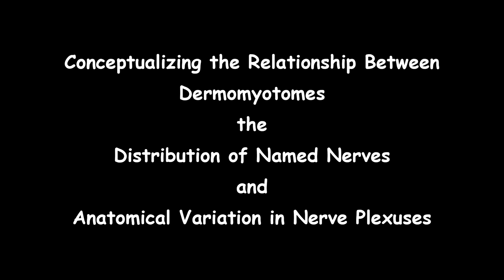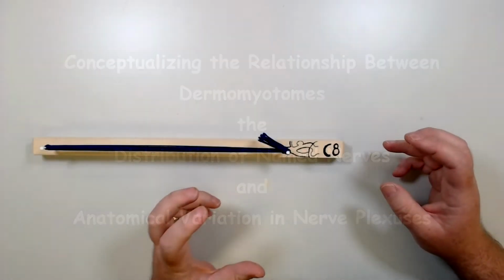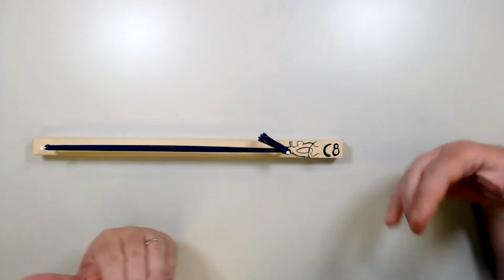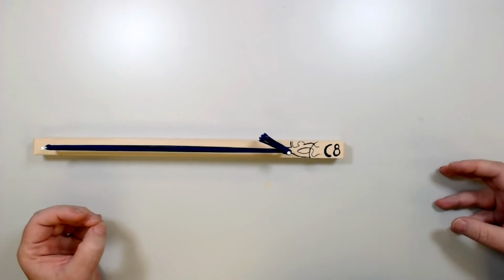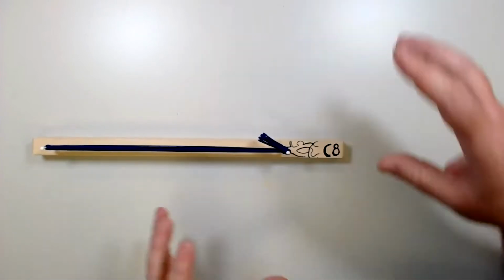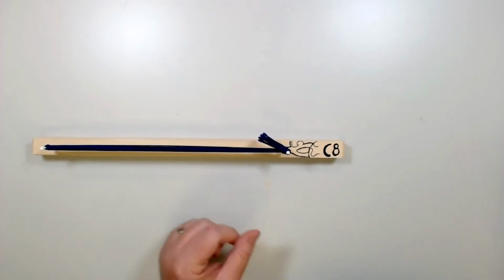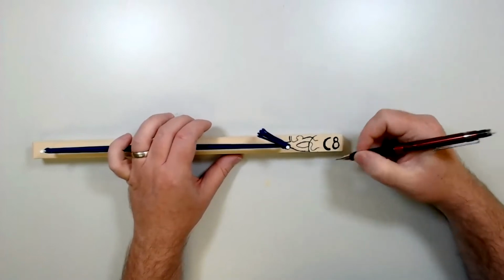I threw together a couple of physical models to explore the difference between the distribution of dermomyotomes and the distribution of named nerves, and how that concept can be used to explain variation that you'll see in the physical structure of nerve plexuses. So, reviewing really quickly, you can see here, this is labeled C8.